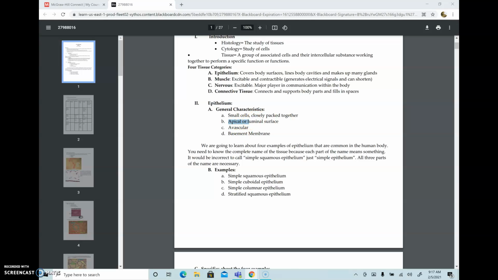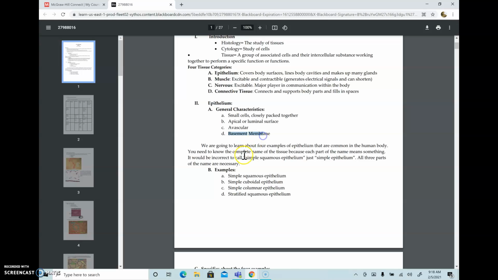If you look at epithelial tissue, all of them are avascular, meaning they do not have any blood supply. And the bottom of the epithelium is considered the basal surface or the basement membrane.